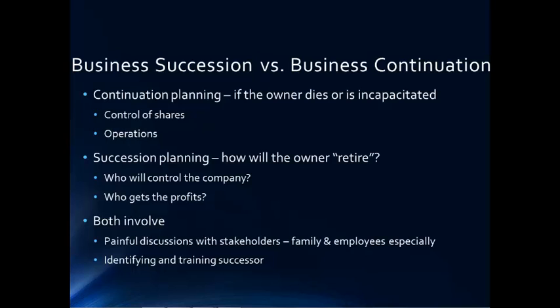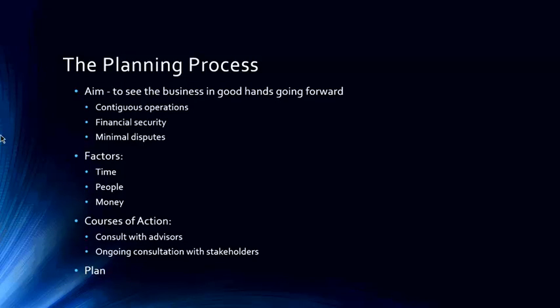So if we can pop to the next slide, I'll touch on the planning process generally, and this is where my Army stuff comes in. 4 parts of the planning process: aim, factors, courses, and plan. The aim is your overall goal. What is it you're trying to do? And in almost all cases, the goal is to see the business in good hands going forward.